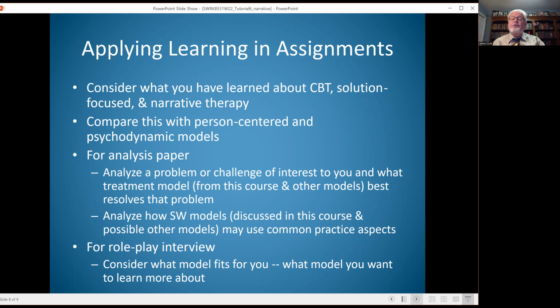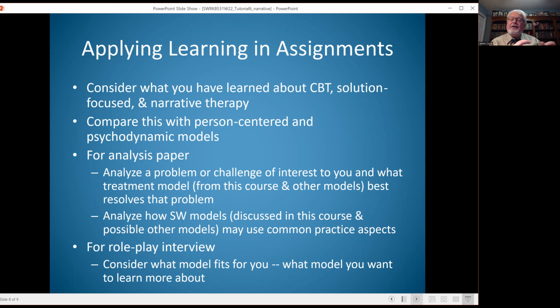Finally, for the role play interview, you're going to ask yourself, which model that we've talked about tends to fit for the way that I see things? So that's going to relate a little bit also to the reflective assignment that you've already done. My own beliefs about how problems occur and how change occurs, and how do the models that we're talking about fit within that? How does it fit for you? Or another way to look at it is maybe what model do you want to learn more about? And so you want to do a little bit of practicing with it so that you can use that better with your own clients.